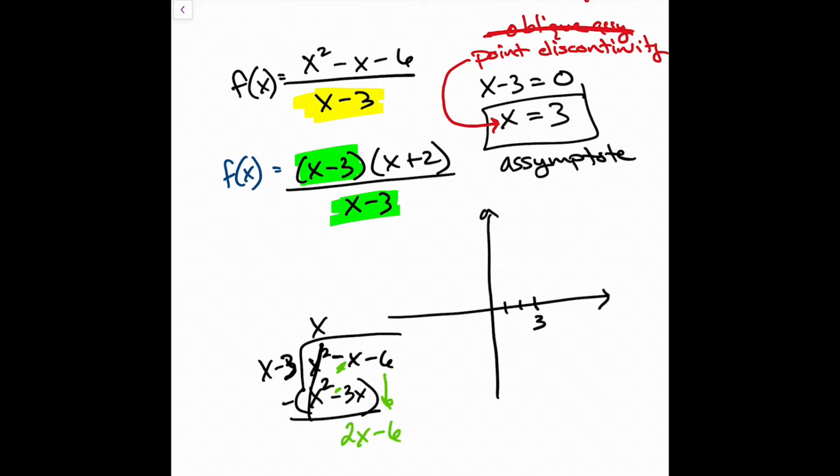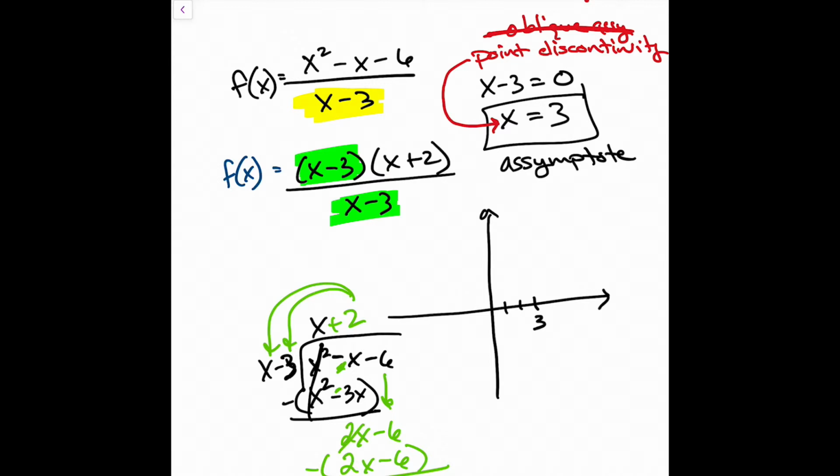And now I need to factor this out. So what do I need to multiply x by? That's plus 2. So that gives me a 2x minus 6. And I subtract this whole term, right? 2x, and then 2 times negative 3 gives you minus 6.